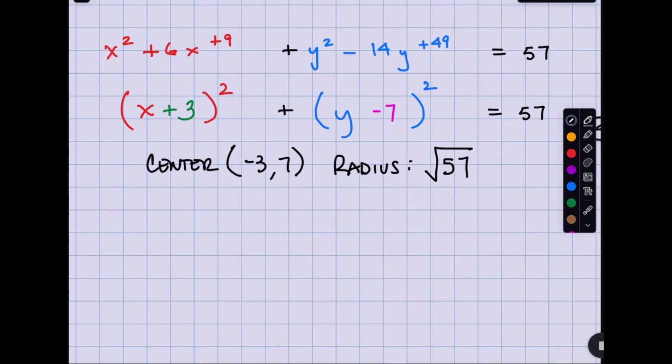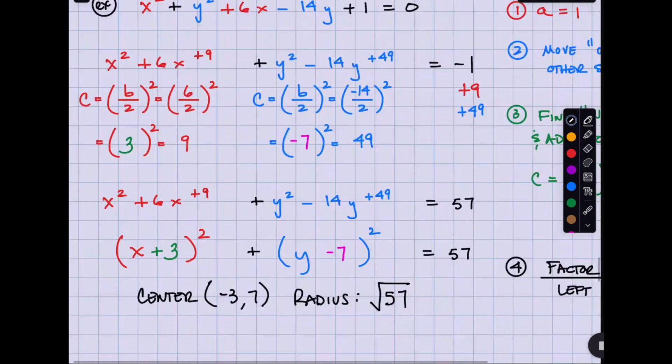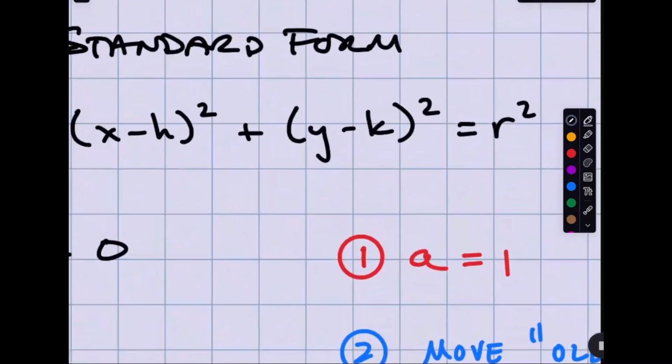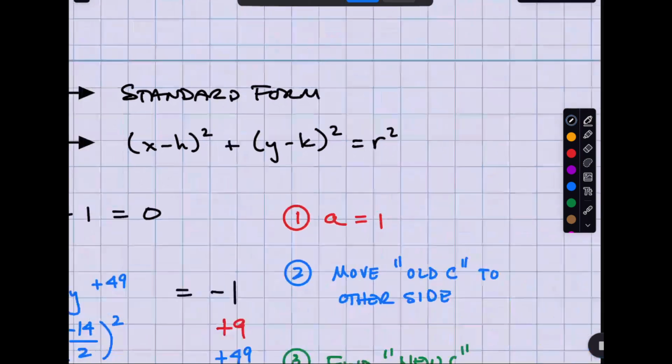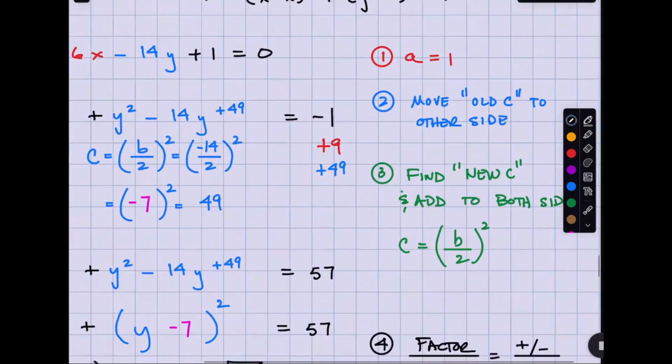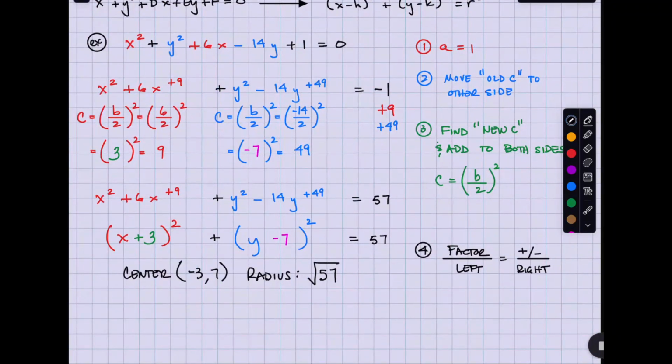Remember we said that everything inside the parentheses is opposite, right? And if you look at the standard form again, it's x minus h. See what I'm saying? So that's why it's opposite. So this would be x minus a negative 3 and y minus k, so 7. Cool? Any other questions?